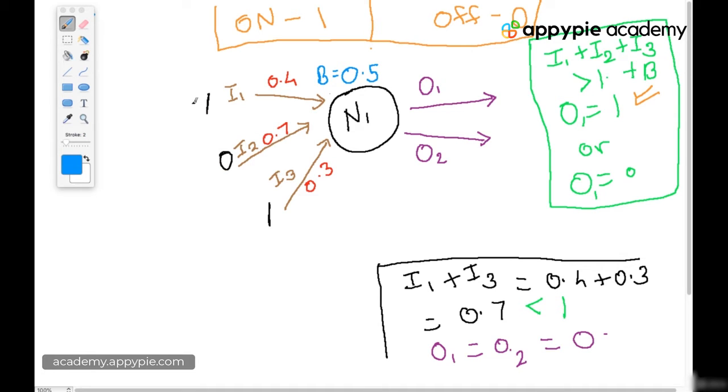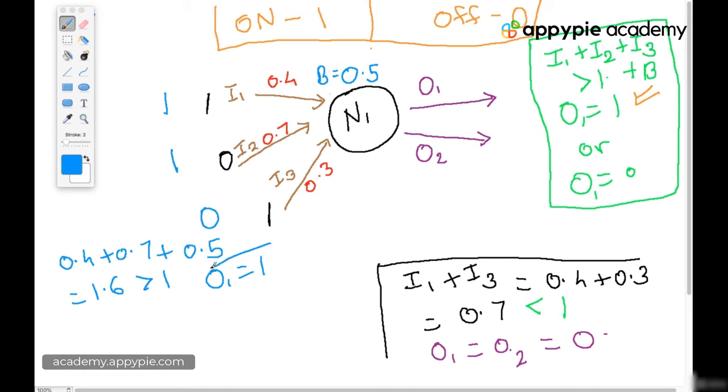Now according to our new equation, let's say we have the case 1 1 0. So the input is 0.4 plus 0.7, and now we also have the bias. This comes out to be 1.6, which is greater than 1, and therefore the output is equal to 1. In this case the neuron is actually firing.